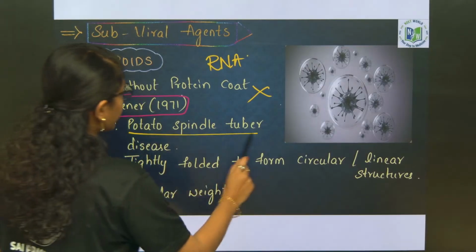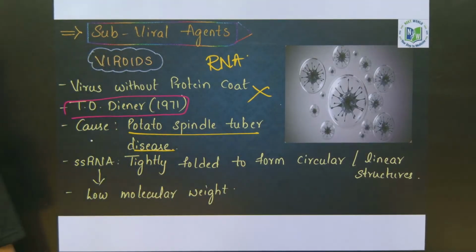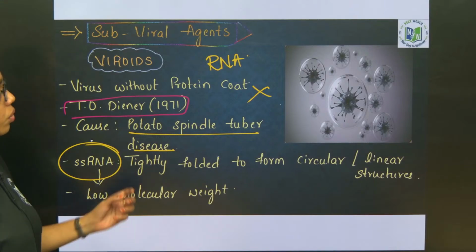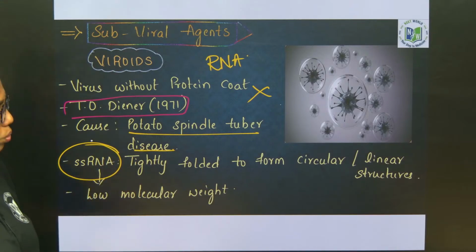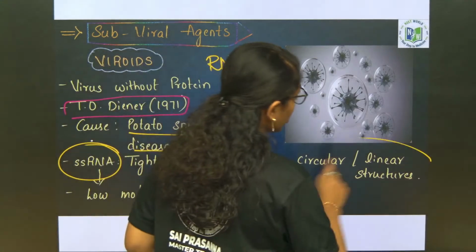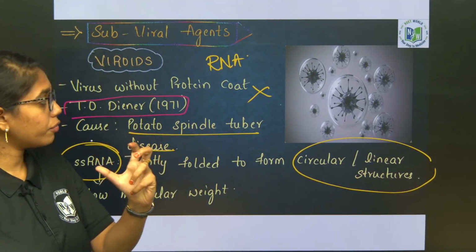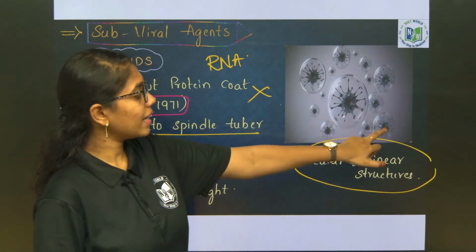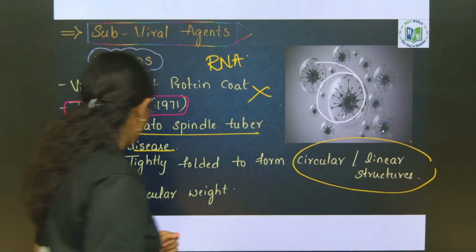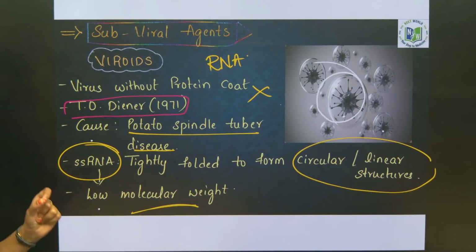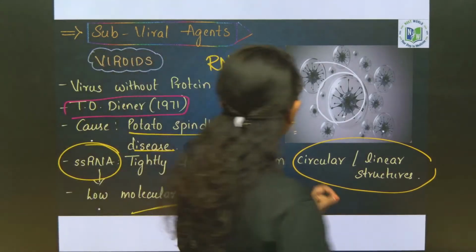Potato spindle tuber disease. They cause potato spindle tuber disease, and mostly they have what RNA? Single stranded RNA which tightly folds to form circular or linear structures. This single stranded RNA will tightly fold and form circular or linear structures like this, okay, and they have low molecular weight. They have very low molecular weight when compared to viruses.